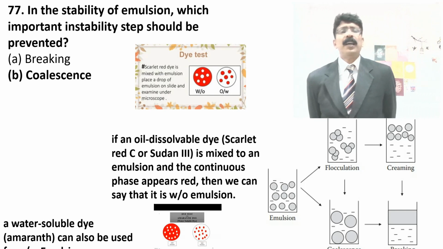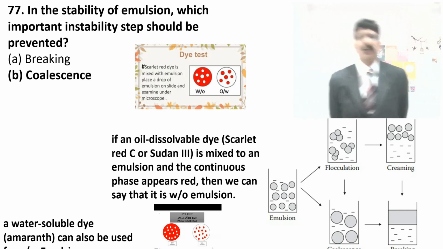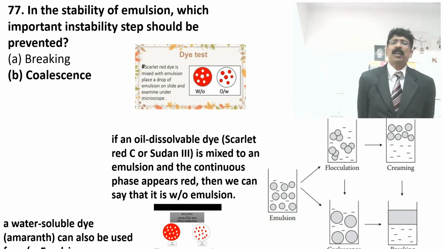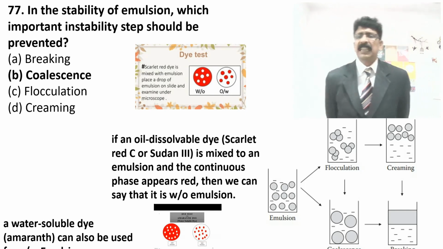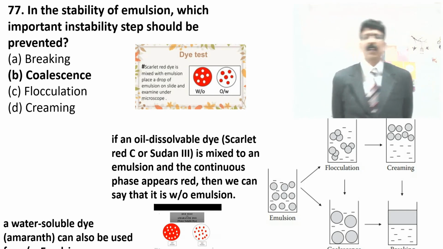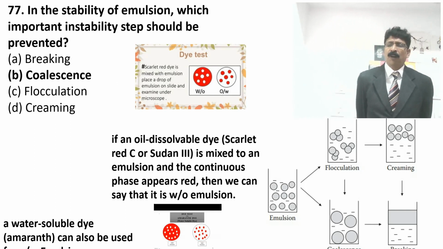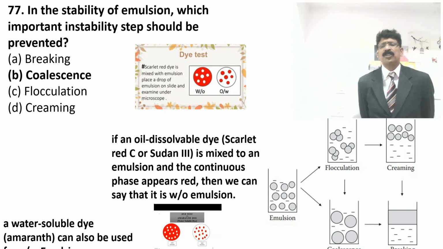So this 77th question: in the stability of an emulsion, which important instability step should be prevented? Coalescence should be prevented, so that no cracking can occur. Flocculation and creaming prevention is not possible, and it is not important for instability. Mainly you have to stop the coalescence.